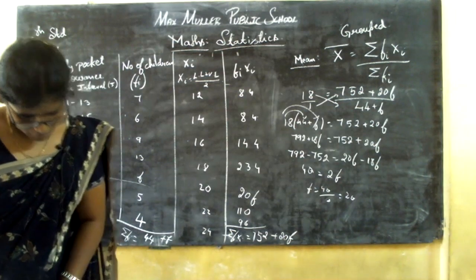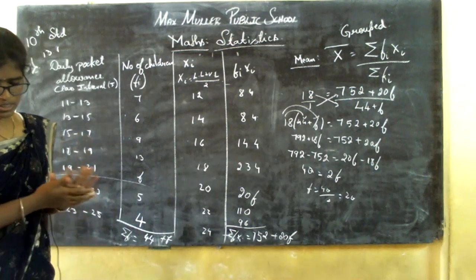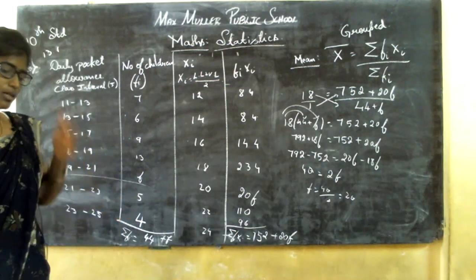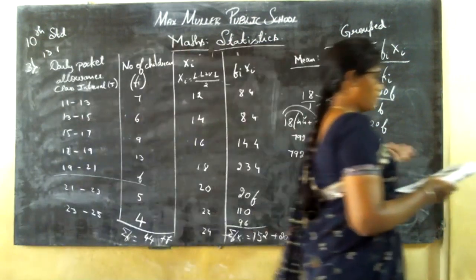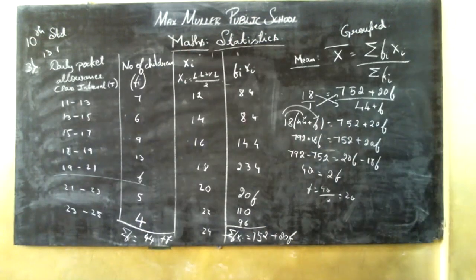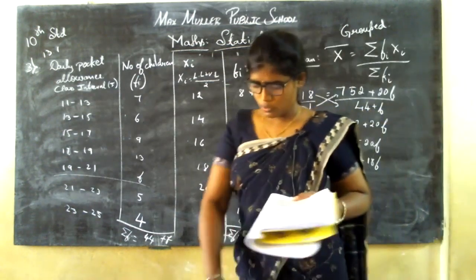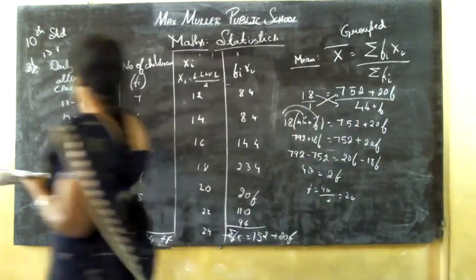Coming to the fifth question, see there. What are the class intervals given? 50 to 52, 53 to 55, 56 to 58, 59 to 61 and 62 to 64. There is no continuation in the numbers. Is there any continuation in the numbers? No, there is no continuation in the numbers.